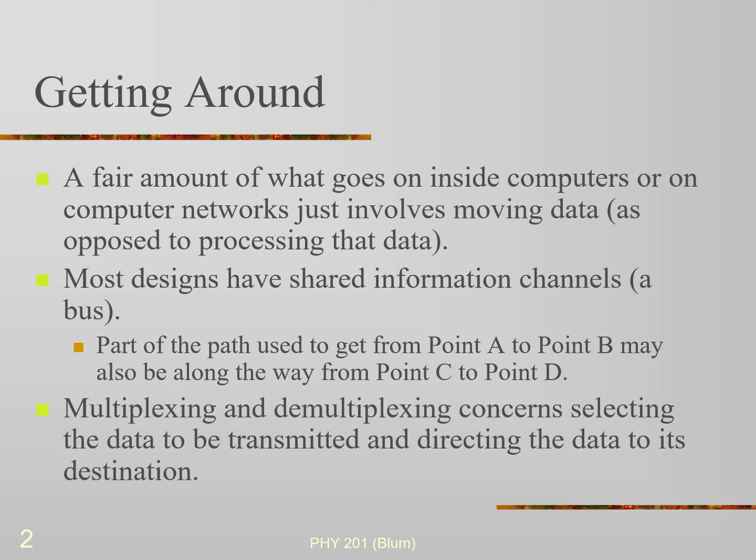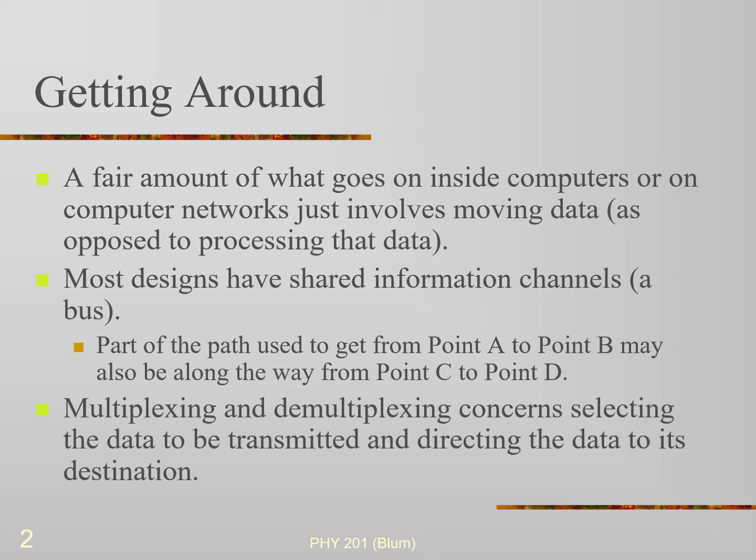Lots of moving around. The design of a computer often has shared information channels, or what's known as a bus or buses. And so instead of having direct connections from every possible point to every other point, we have this shared channel that gets us most of the way there. So the path from point A to point B and the path from point C to point D will share a lot of this bus, this shared information channel. And then it is the job of the multiplexer and the demultiplexer to sort of do the sharing.